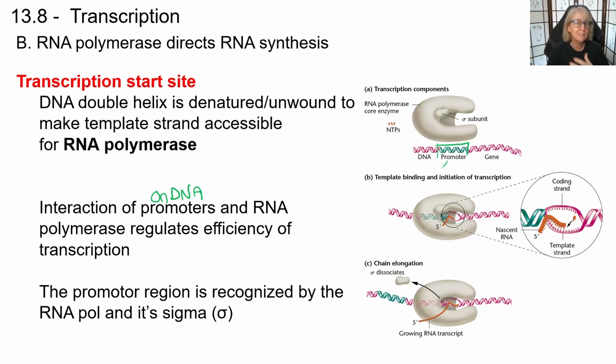If the cell kind of needed to make the transcript, it didn't do a lot to facilitate the transcription process. If it really needed the transcript, like lactose was the only food available, then the cell would do a lot of other things to regulate and strengthen the bond between RNA polymerase and the promoter and the subsequent template strand. The promoter region is recognized by this sigma subunit so that they bind together. And then if you look here, as RNA polymerase is activated, it opens up the strand of DNA and begins the process of transcription.